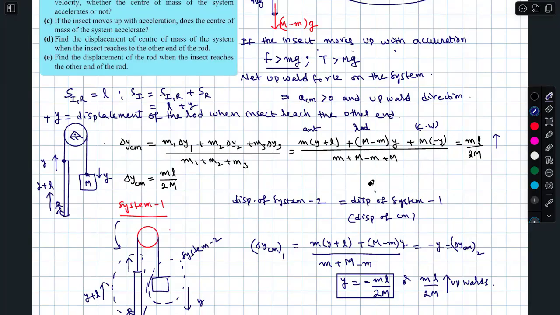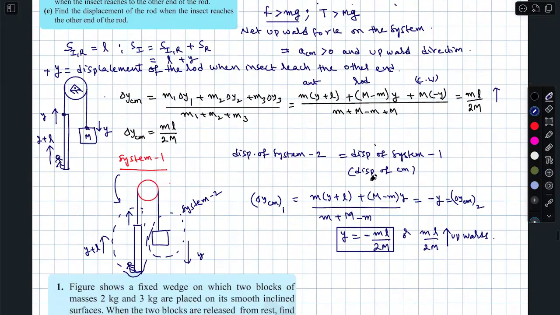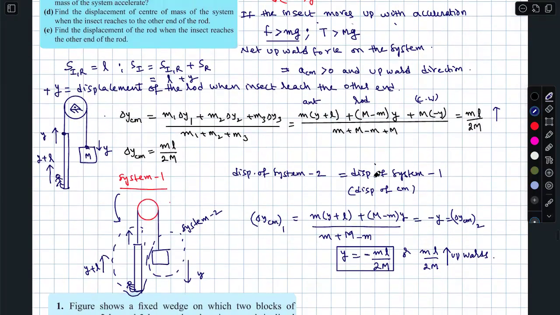Find the displacement of the rod when the insect reaches the other end of the rod. Don't get confused, for God's sake, please. What is this question? Displacement of center of mass. What is this question? Displacement of the rod. They are different.